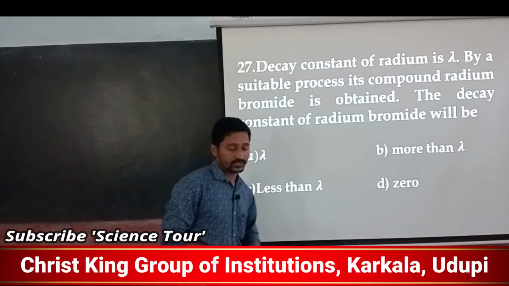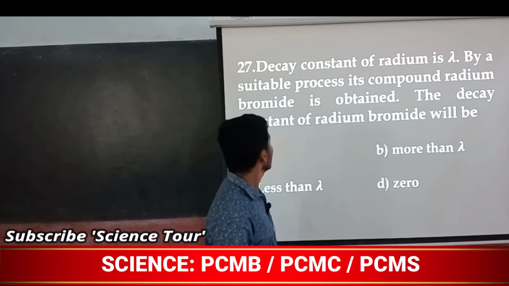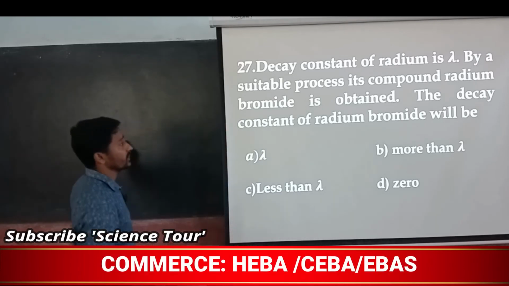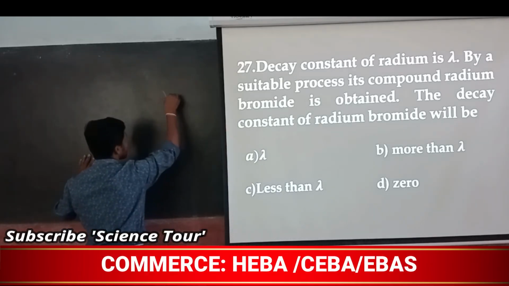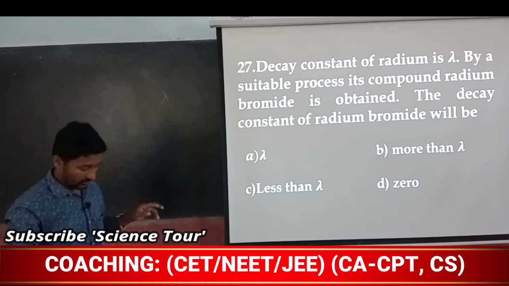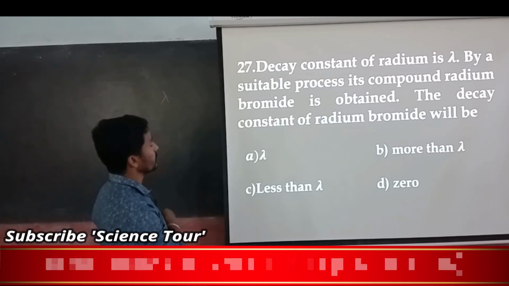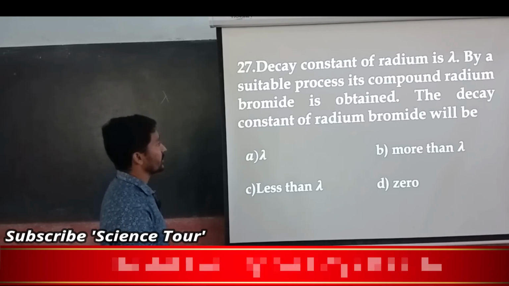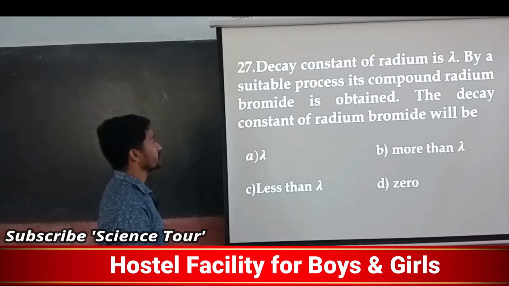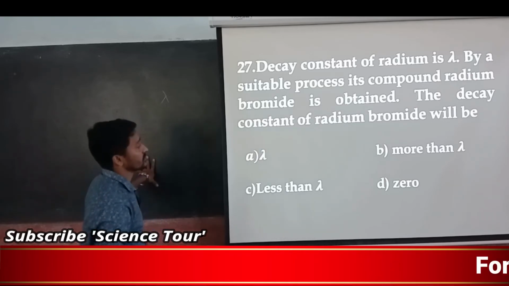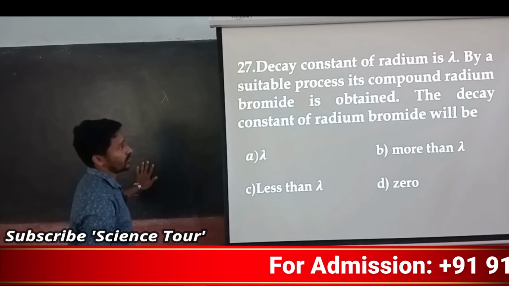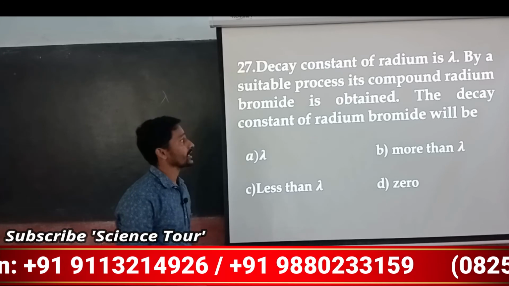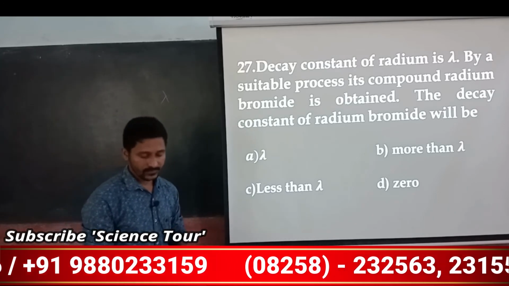Now again, the next question we are going to solve: the decay constant of radium is lambda. Radium is a radioactive material whose decay constant is lambda. By a suitable process its compound, radium bromide, is obtained. The decay constant of radium bromide will be? The question is asked about the decay constant, that is lambda.